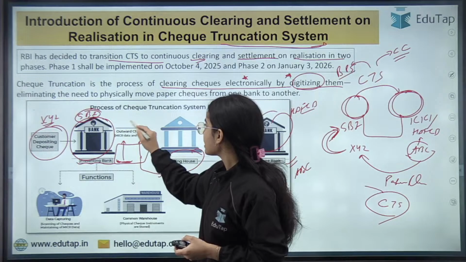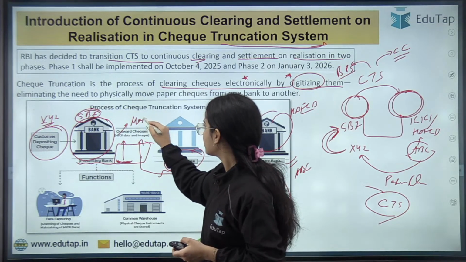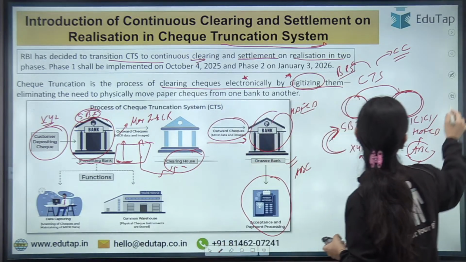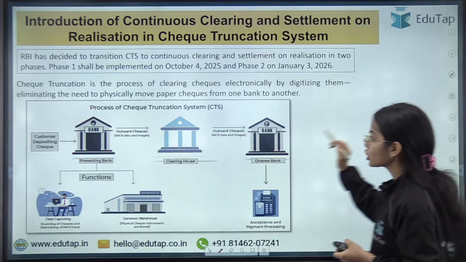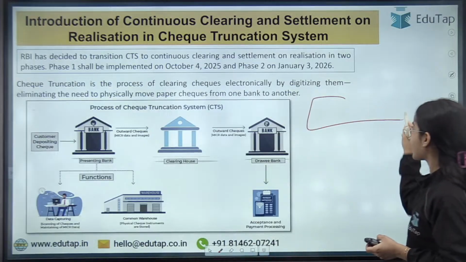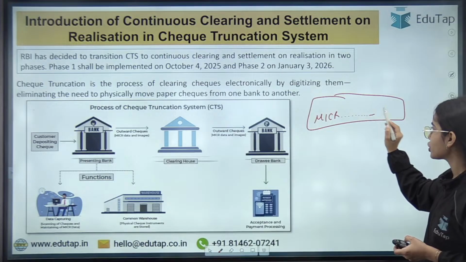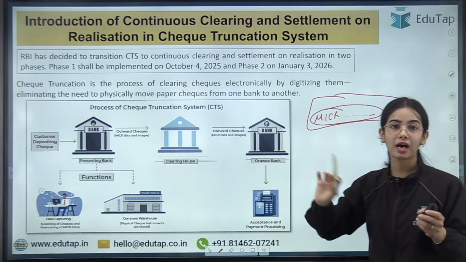So this MICR is your magnetic ink character recognition. Okay, so basically every check has the magnetic ink character recognition, which are some numbers through which the check and the account number are identified.